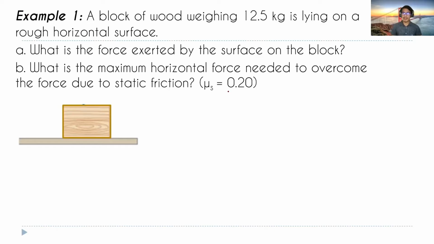A block of wood weighing 12.5 kilograms is lying on a rough horizontal surface. A. What is the force exerted by the surface on the block? B. What is the maximum horizontal force needed to overcome the force due to friction, where the coefficient of static friction is 0.20? So again, the very first step when we solve problems in physics is to draw our free body diagram. So let us identify what are the forces present in this problem.